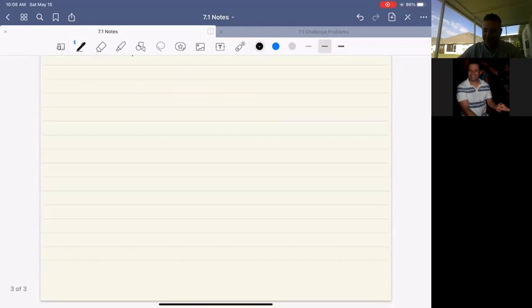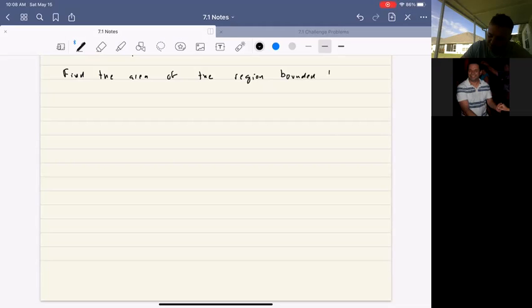Okay, let's do another one. Find the area of the region bounded by 4x plus y squared equals 12 and x equals y. Okay, now this one, what makes this one a little special is that this is x not as a function of y, or I'm sorry, y not as a function of x, but x as a function of y. Let me write that down for you.